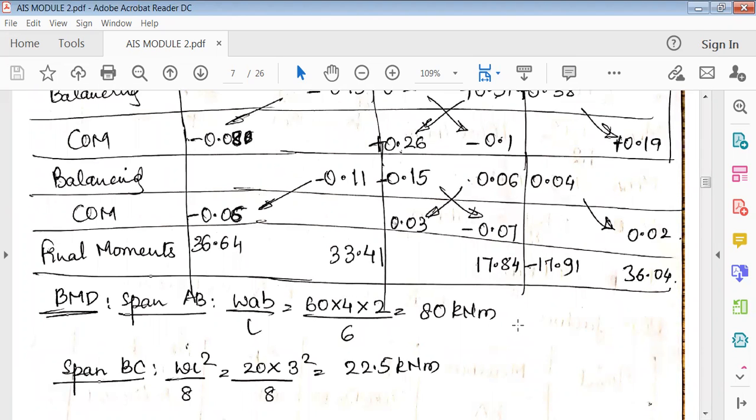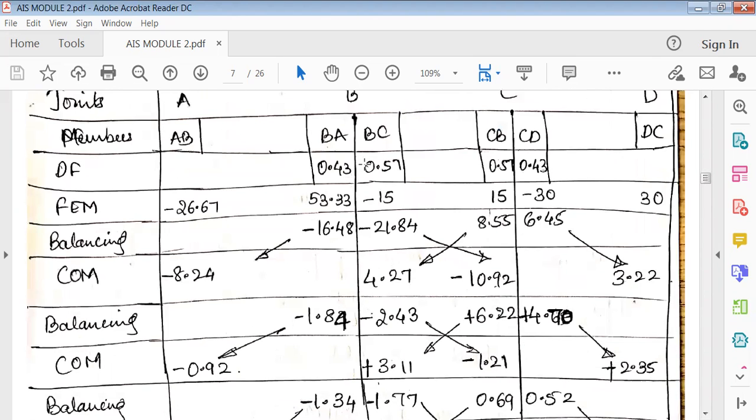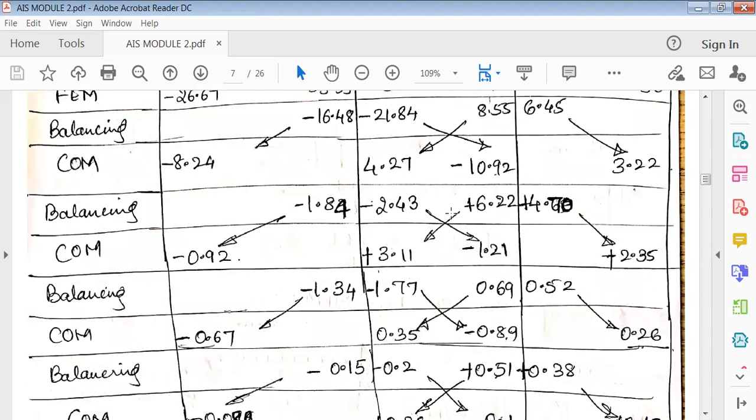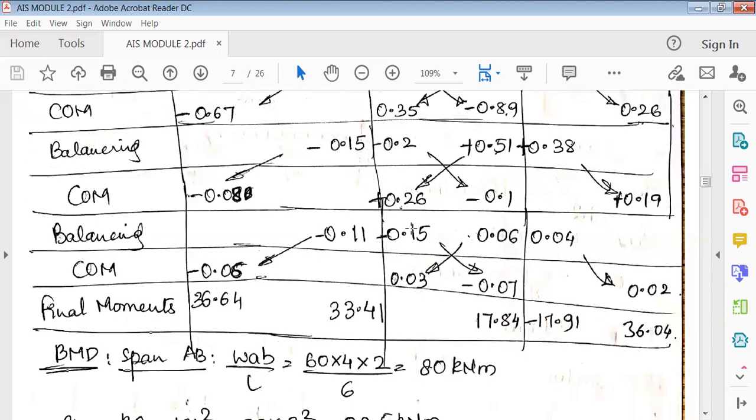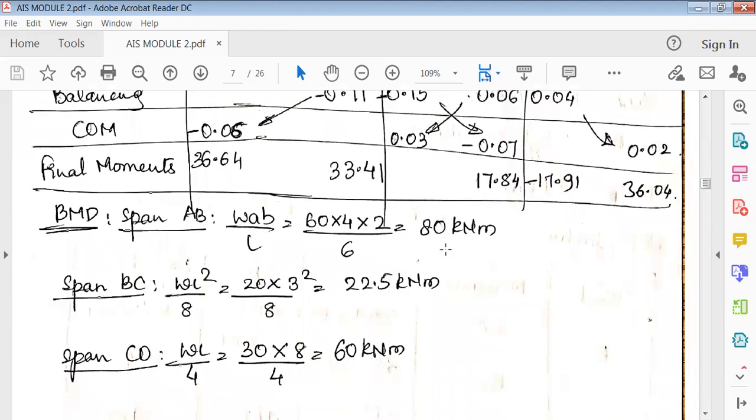Now the check is at the joints B and C. These two moments should be equal and opposite. If it is plus, this should be minus. If this is plus, this also should be minus. So they're equal and opposite. That means whatever you've done is right. All the iterations, everything is right. Once you get the final end moments, then you have to find the bending moment.